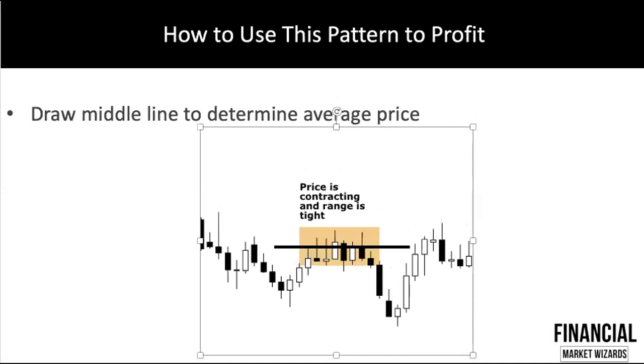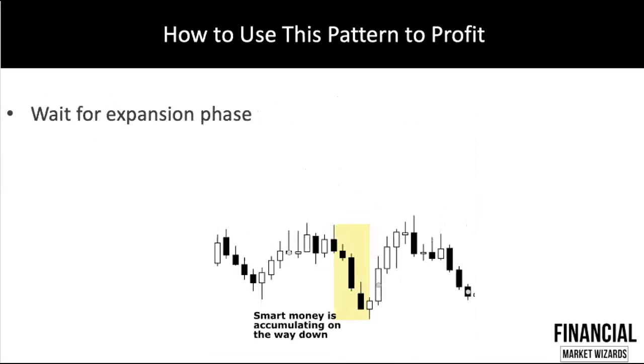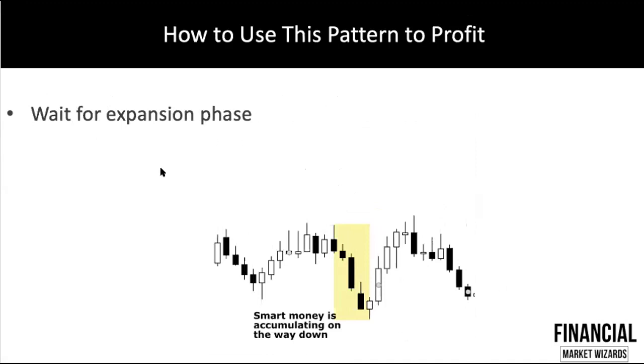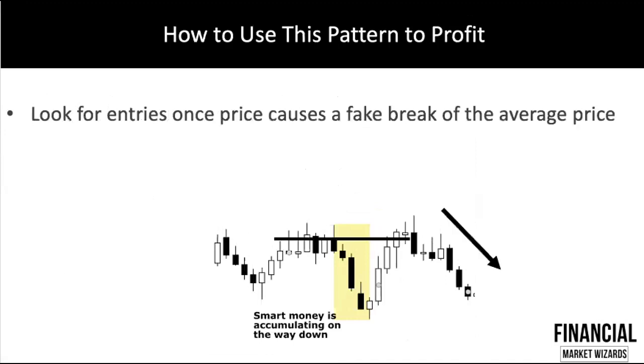So we learned earlier on that after the contraction phase comes the expansion phase. So we see the expansion phase over here. And we also say that smart money is accumulating on the way down. So we wait for the expansion phase. So this expansion phase happens, right? So the next step, or rather the last step, would be to look for entries once price causes a fake break of the average price.